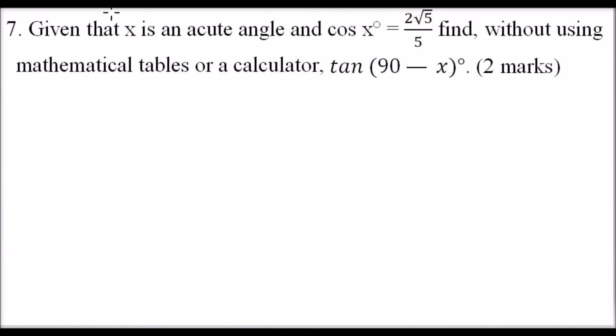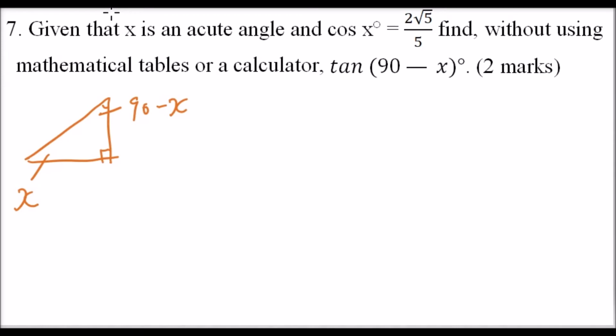So in this question, we are told, given that x is an acute angle and cos x degrees is equal to 2 root 5 over 5, find without using mathematical tables or calculator tangent of 90 minus x. You get 2 marks. So here we can use a triangle to demonstrate that. So we can draw a triangle like that. If we say this angle here is 90 minus x, this is a right angle triangle. This means that this angle here is x.